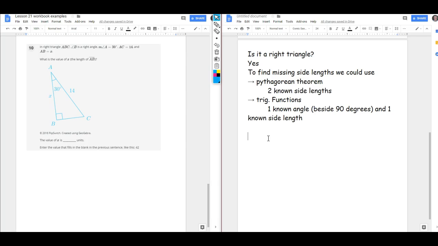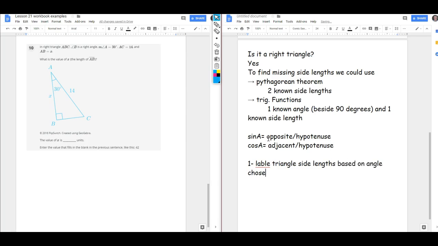Now trig functions, we could have sine of the angle A is equal to the ratio of the opposite side length divided by the hypotenuse. And we have cosine of our angle is equal to the ratio of the adjacent side length divided by the hypotenuse side length. So the first thing to do is label triangle side lengths based on angle chosen.